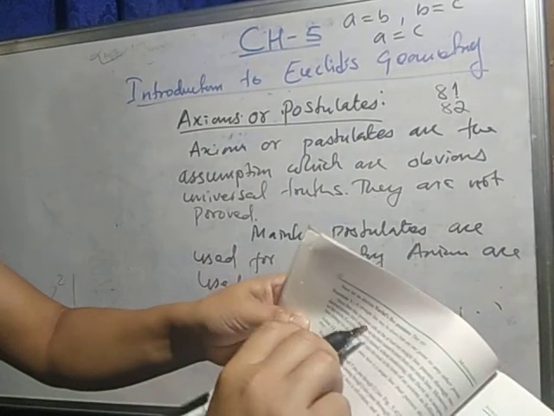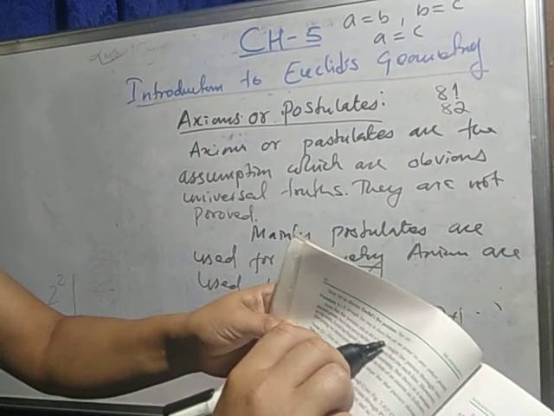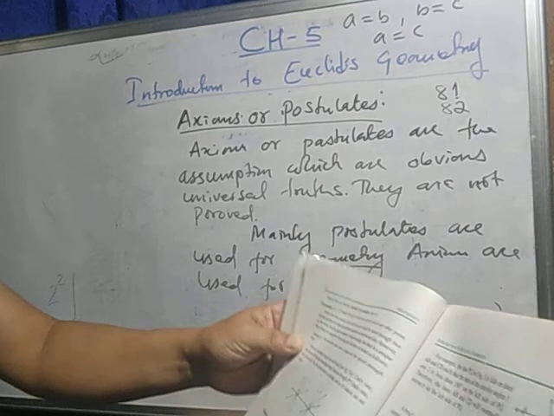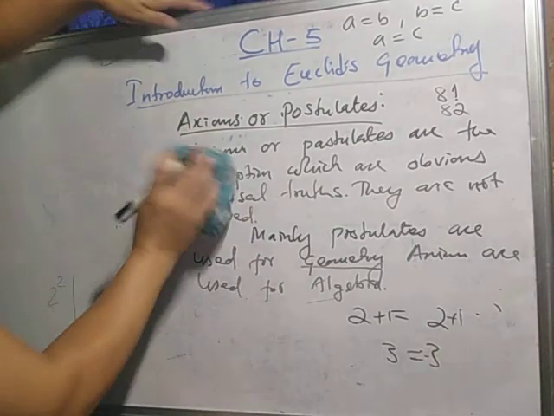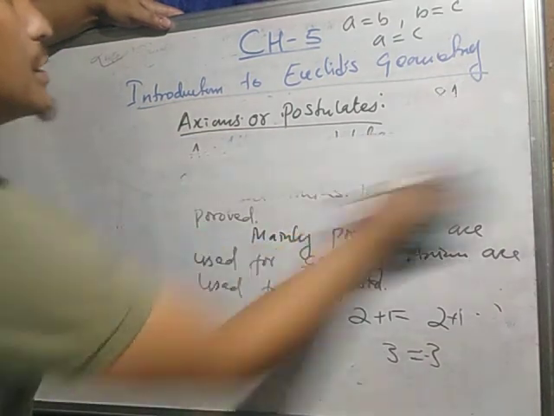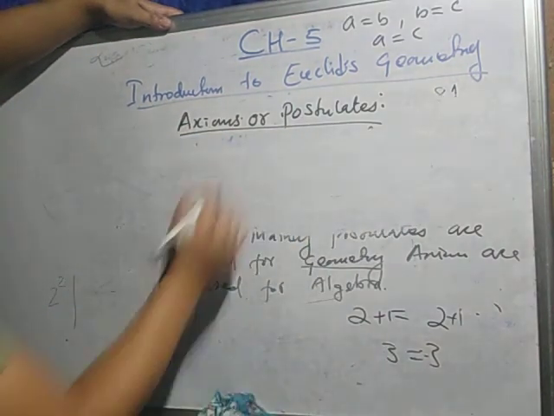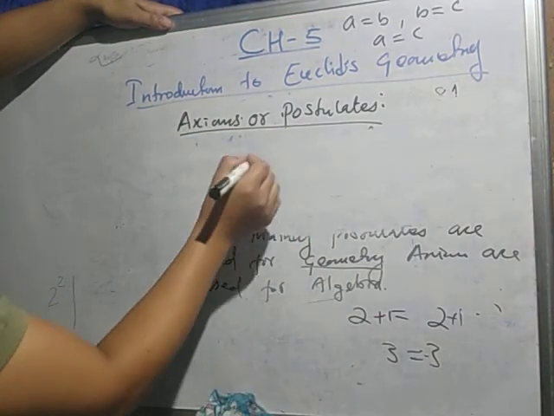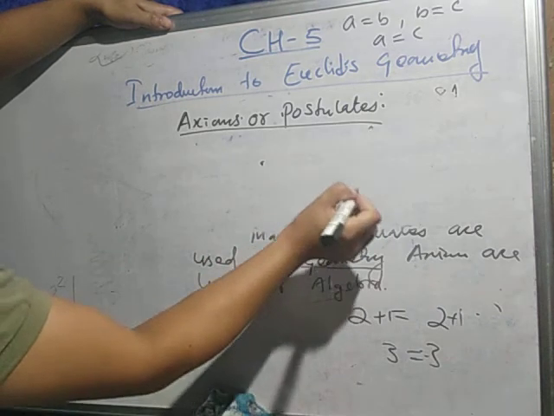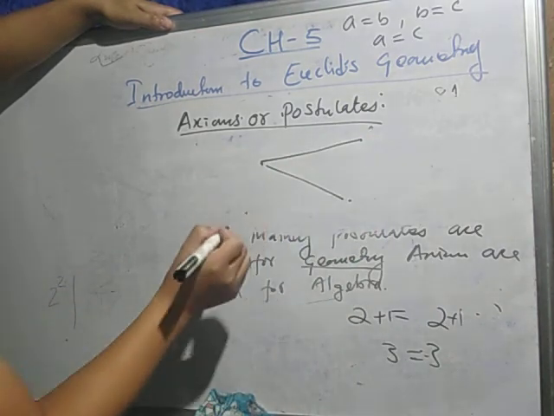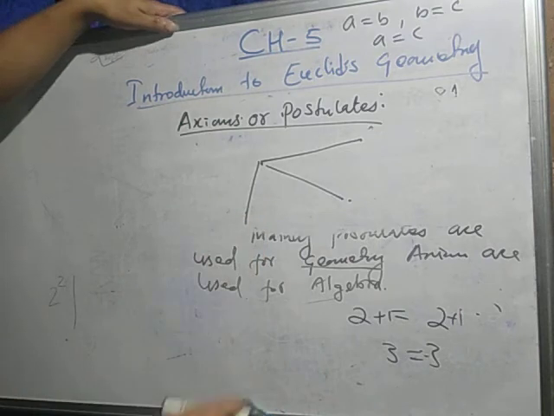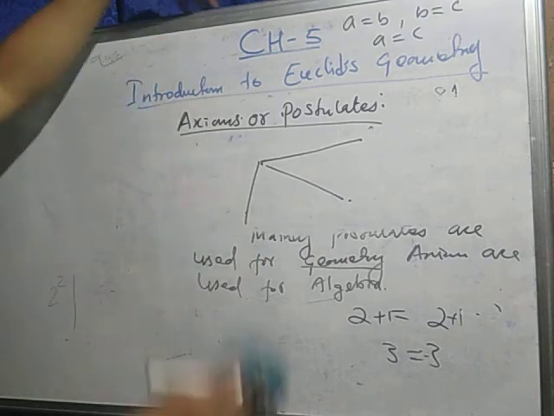A straight line may be drawn from any one point to any other point. So that is the first postulate for geometry, isn't it? A straight line can be drawn from one point to any other point. So this you can draw, this is also a point. So you can draw a straight line with another point, isn't it?